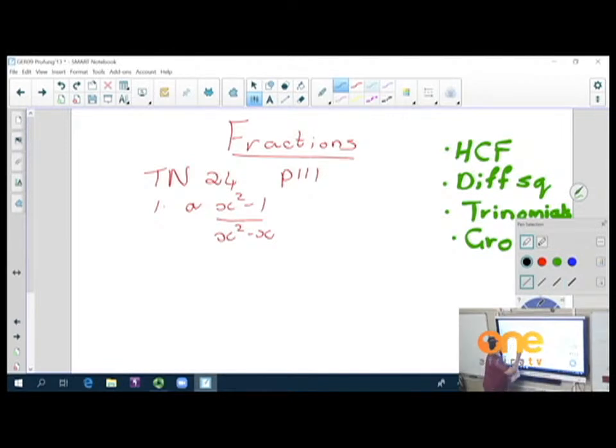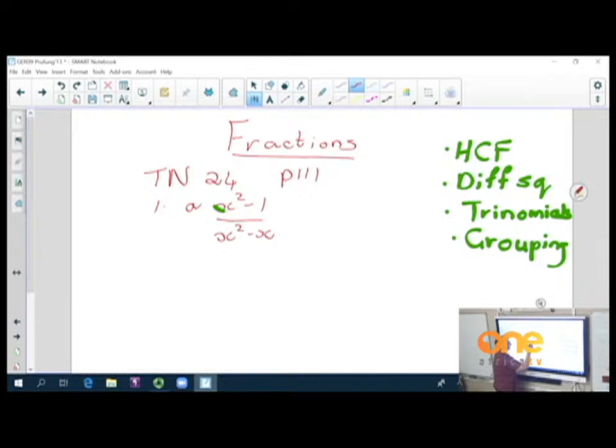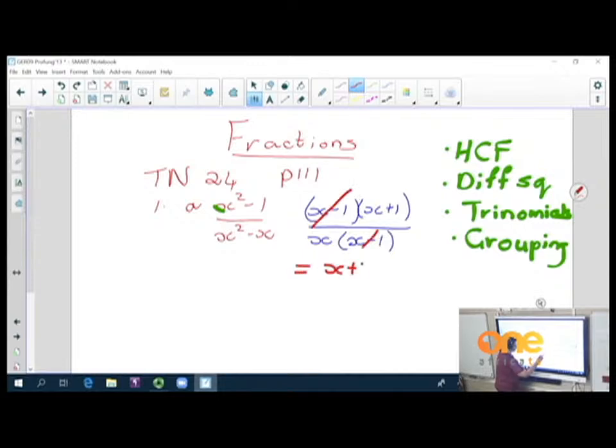Okay, so if I factorize now here, this is the difference between squares, which means that this one is going to be x minus 1, x plus 1. And this one is the highest common factor. What is common here is x. Then if I divide with x, it is x minus 1. The nice part now is when you cancel, and the answer is then x plus 1 over x.